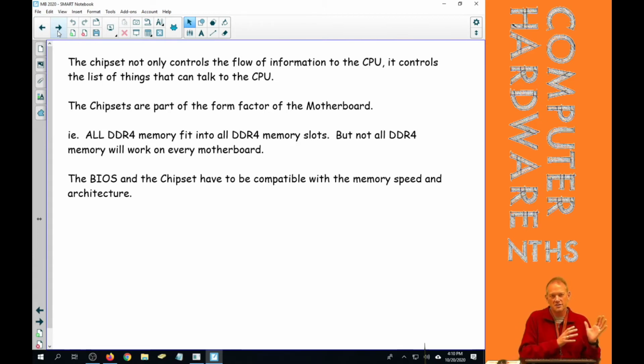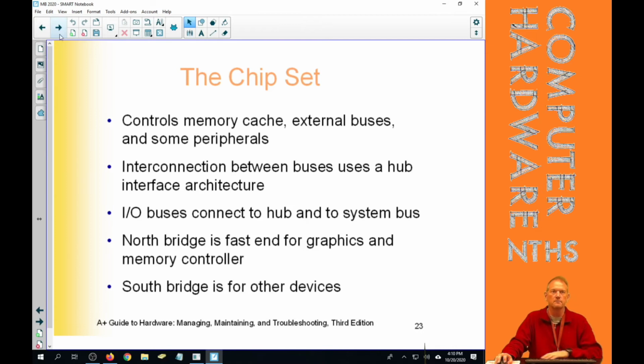It's part of the form factor of the motherboard. And I just said this, for example, all DDR4 memory fits into all DDR4 memory slots, but that doesn't mean the chipset can handle all the different speeds of DDR4. That's part of the form factor, the build of the motherboard itself. And both the BIOS and the chipset have to be compatible with the architecture of any hardware component that we add to it.